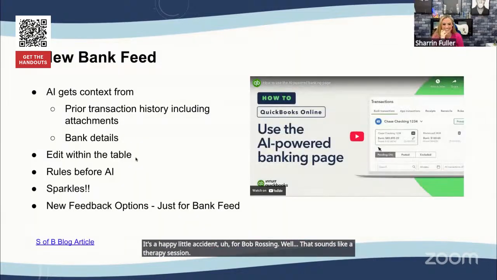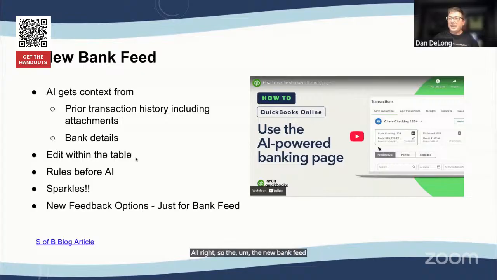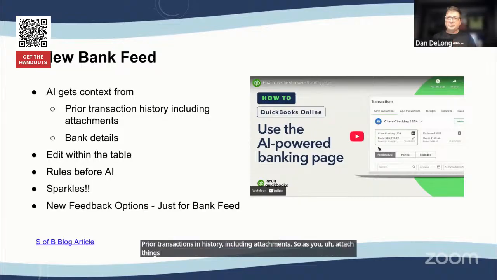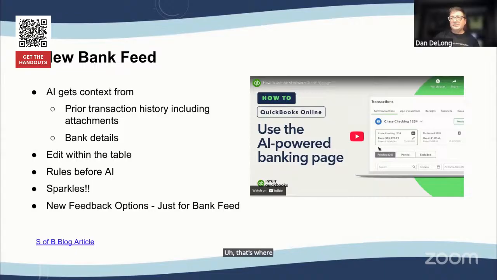All right. So with the new bank feed, AI is going to get its context from prior transactions in history, including attachments. So as you attach things to transactions or take pictures, that's where the AI suggestions are going to get more context inside the bank feed. And it also gets it, of course, from the bank details from the download.